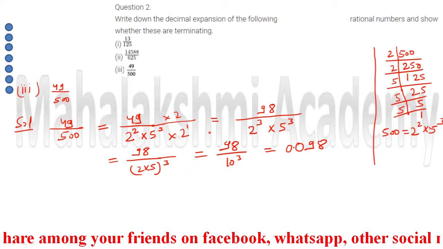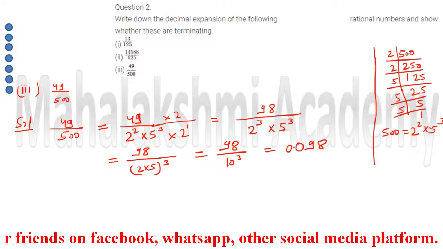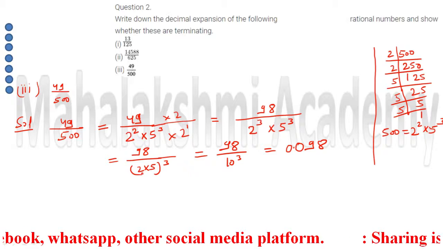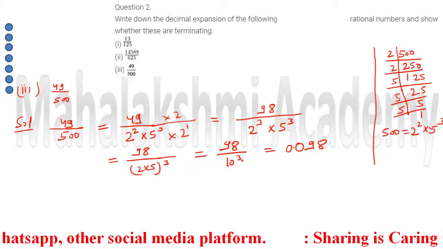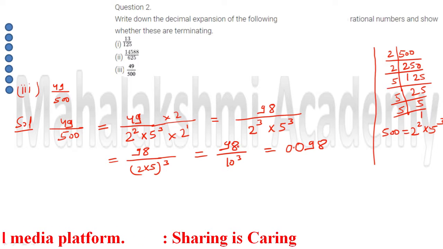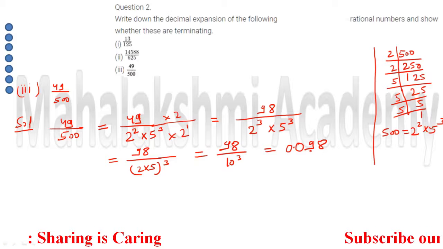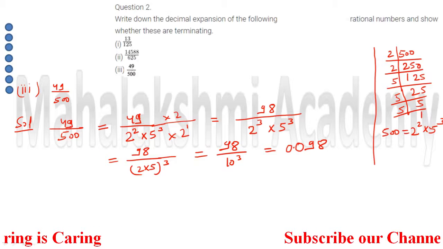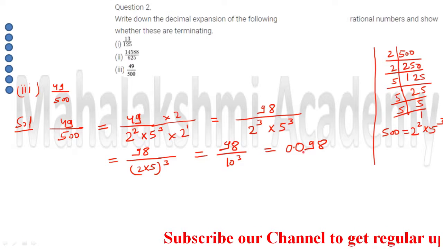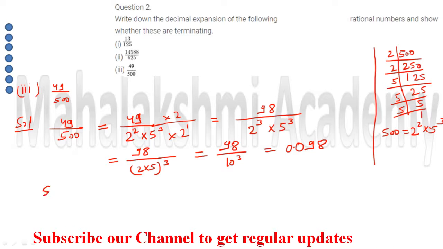So by doing this, what we found is that this 2's power is also 3 and this 5's power is also 3. Now since the power is same, so we took them in a bracket and then it is going to be 10 to the power 3, and since power is 3, so from units place count 3 places and put the decimal. So the decimal expansion of 49 upon 500 is terminating. So this we had solved without dividing. Then finally conclusion we are going to write down.